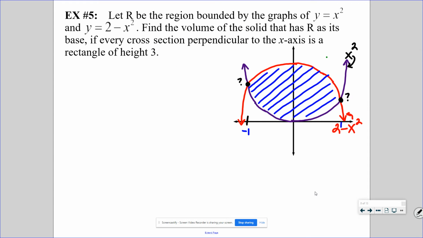Okay, we have a region this time that consists of a parabola and basically an upside down parabola. X squared is this purple line, 2 minus x squared is the red. We want to use the space between them as the base of our three-dimensional figure. To create our three-dimensional figure, it says to draw cross sections perpendicular to the x-axis, so that means vertical. We'll start maybe over here and draw a vertical line. That's the base of my shape, and we want it to be a rectangle with a height of 3.